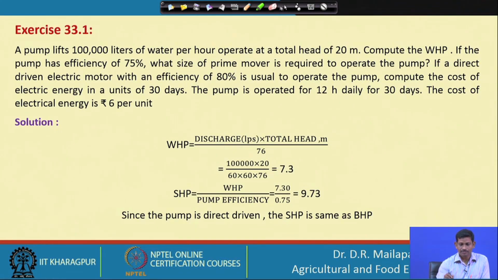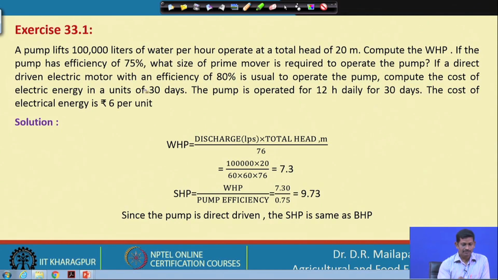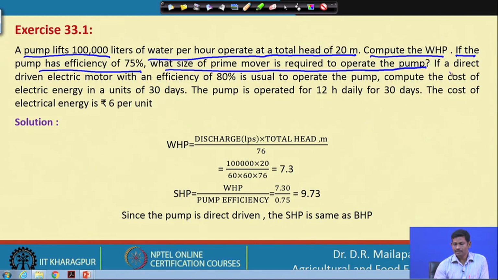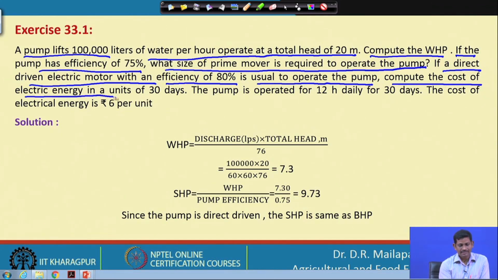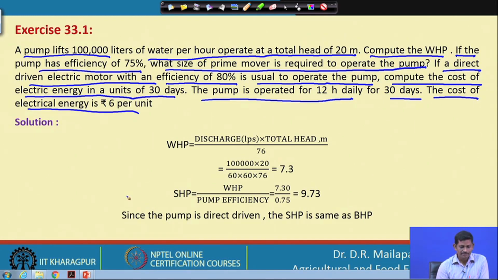So, an exercise in this problem: a pump lifts 100,000 liters of water per hour, operating at a total head of 20 meter. Compute the WHP, water horsepower. If the pump has efficiency 75%, what is the size of prime mover required to operate the pump? If a direct driven electrical motor with an efficiency of 80% is used to operate the pump, compute the cost of electrical energy for a period of 30 days. The pump is operated for 12 hours daily, 30 days. The cost of electrical energy is 6 rupees per unit.